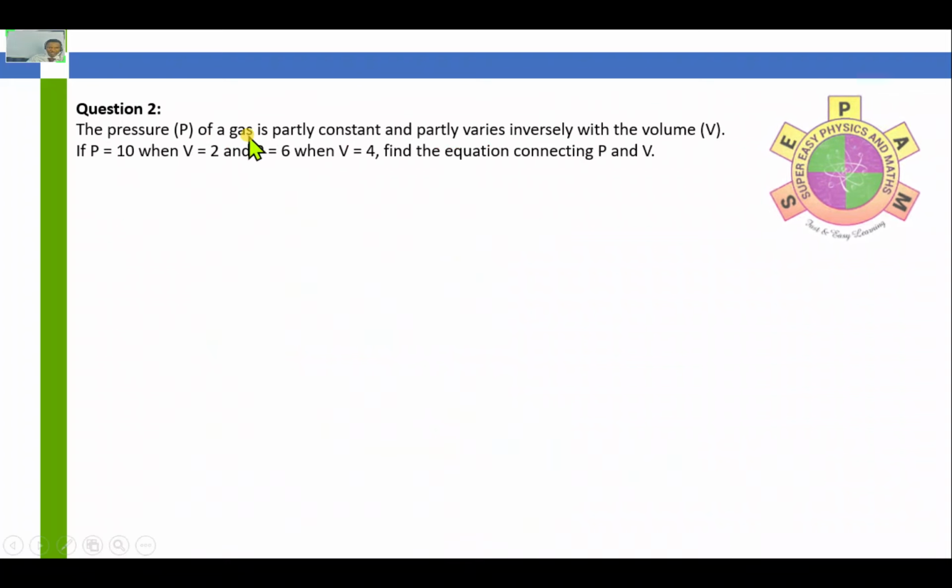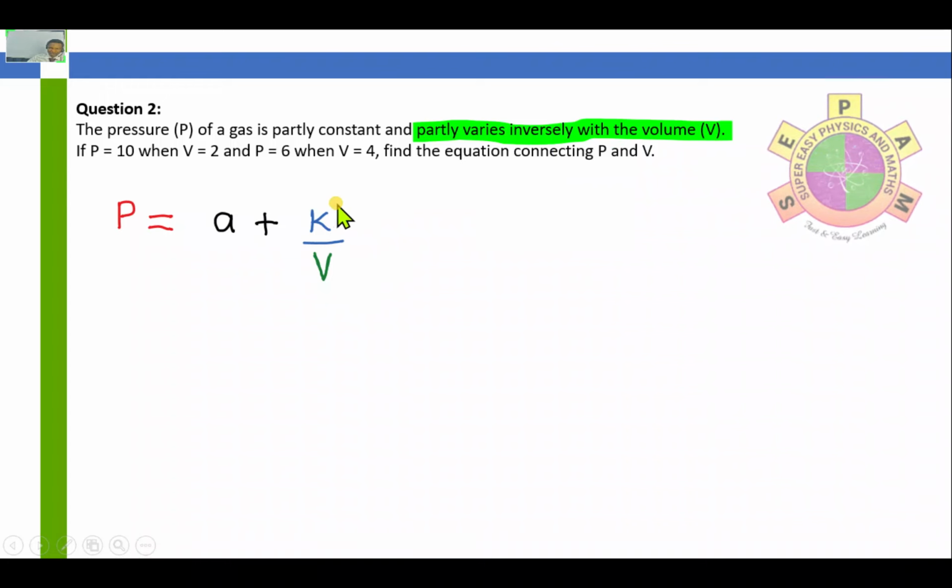So let's go to question 2. Question 2, the pressure of a gas is partly constant and partly varies inversely with the volume. If the pressure is 10 when the volume is 2, and then the pressure is 6 when the volume is 4, find the equation connecting P and V. So the equation connecting P and V has a denominator because it's partial variation. It varies inversely as the volume, so that's why we have K times 1 over V. Then don't forget this, that if P varies inversely as volume, it's 1 over V, so that's why we have that.